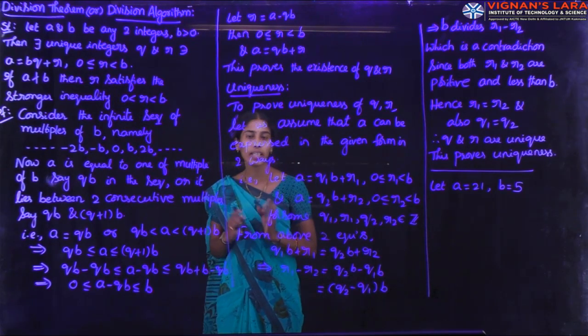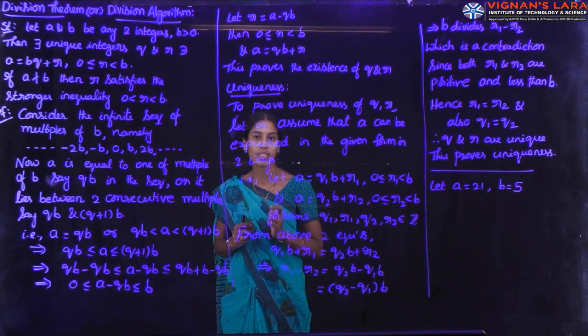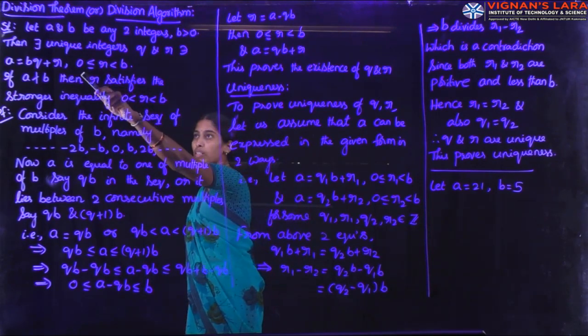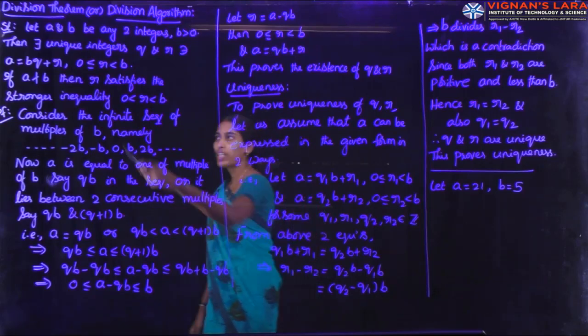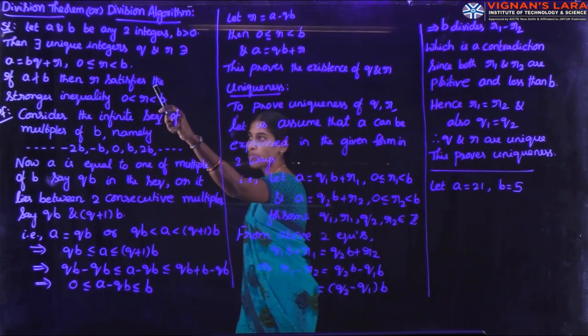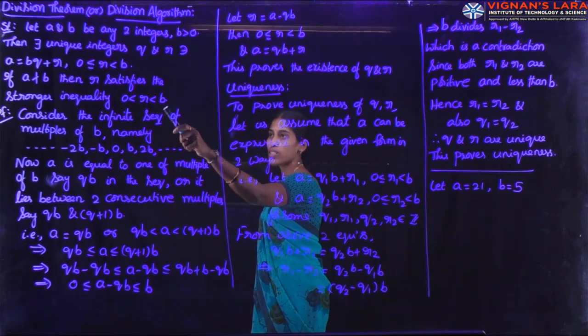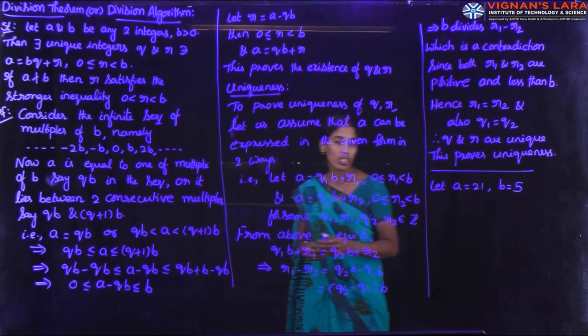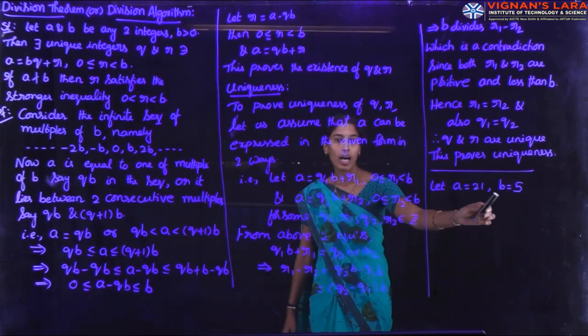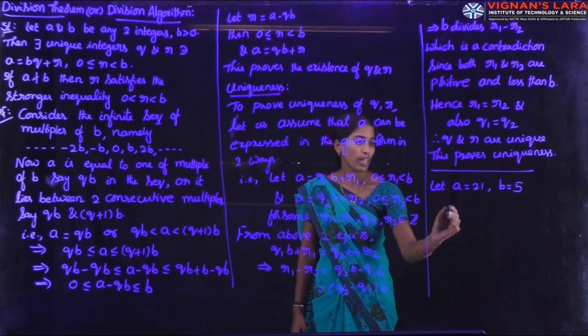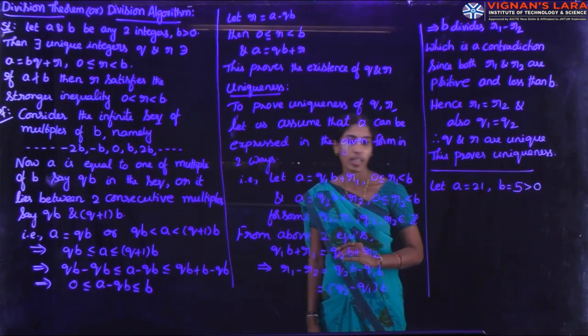So, if we consider any two integers A and B, where B is a positive integer, then A can be expressed uniquely as A is equal to BQ plus R, where R is either equal to 0 or lies between 0 and B. If A does not divide B, then R satisfies the stronger inequality 0 less than R less than B. Now see here, if A is equal to 21 and B is equal to 5, right? Here B value is greater than 0.